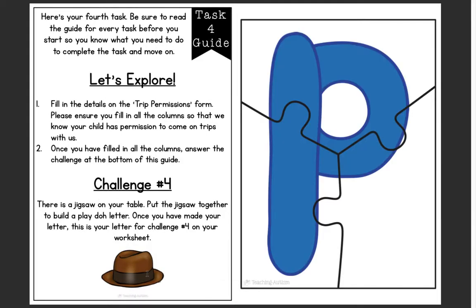Task 4. So now we're going to be exploring trip permissions. We are big on collecting permission for trips that take place through the year at the start of the year. That way it's covered if anything arises. If we go to any bigger trips or further afield, then of course we ask for more permission. But this is great if you're just going out and about with the community, and saves having to ask for permission all the time. And then you've got challenge 4.